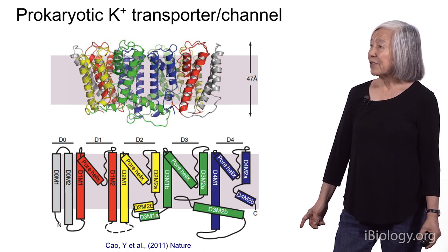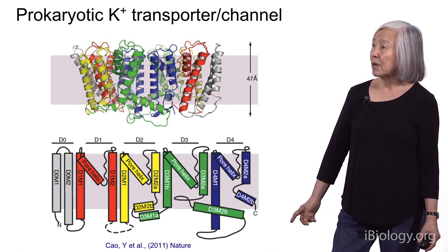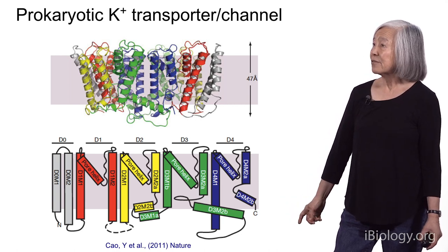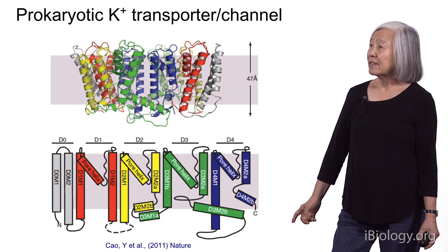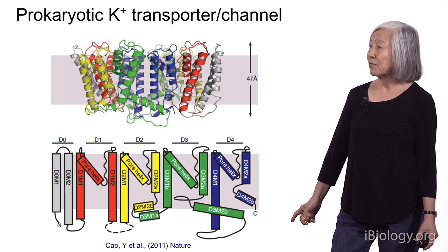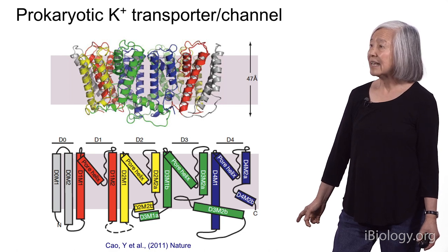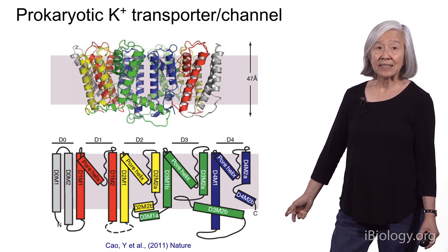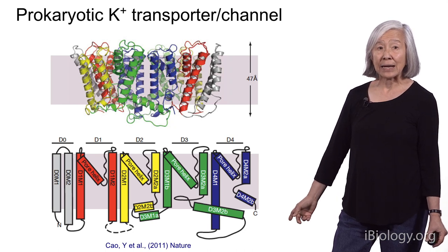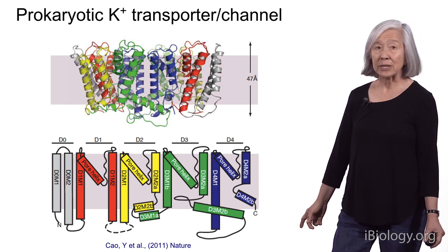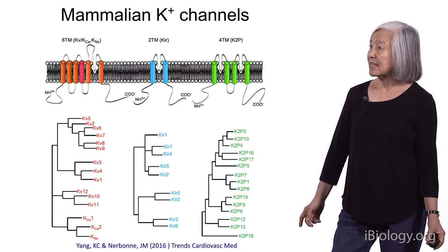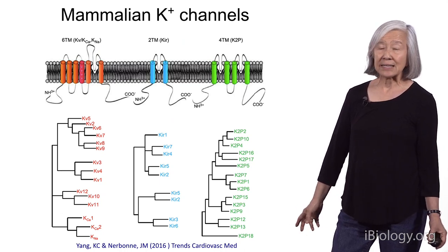And from the structure of this potassium channel from bacteria, from E. coli, we can see that the channel has very similar design, but it's formed by one large polypeptide that includes four repeats, each one looking like the 2TM, the inward-rectifier potassium channel, the pore domain. So now in mammals, we see three different designs.